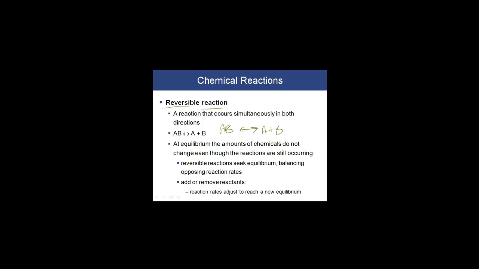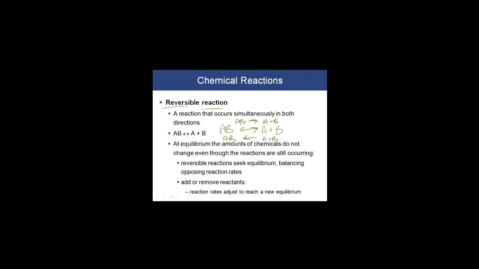And this reversibility refers to the ability of this reaction to go forwards and backwards, and it will continuously do so. If we were to break that down, basically we have AB going to A plus B, and in the reverse reaction we have A plus B going to AB.